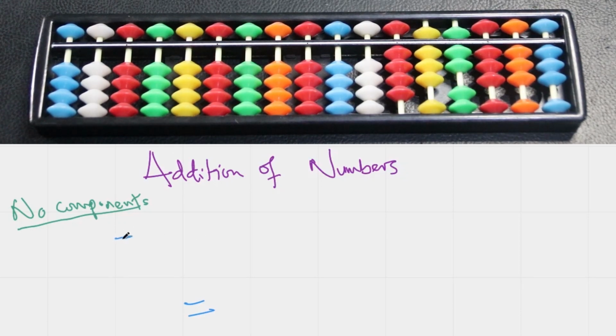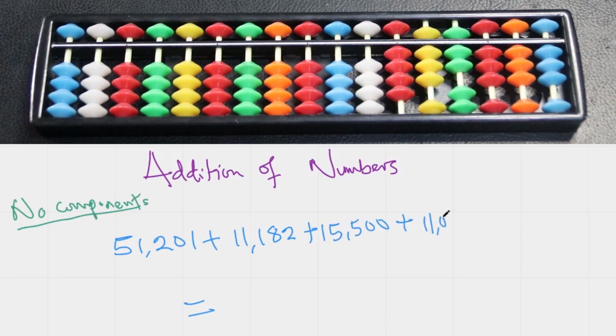I have 51,201. These are 5 digits. Plus 11182 plus 15500 plus 11005. So that's the question we have for now to solve, and then we will wrap up this addition of numbers here. Are we good to go?